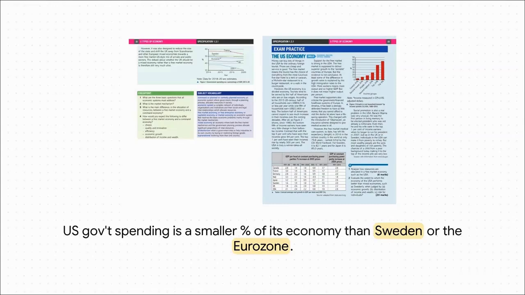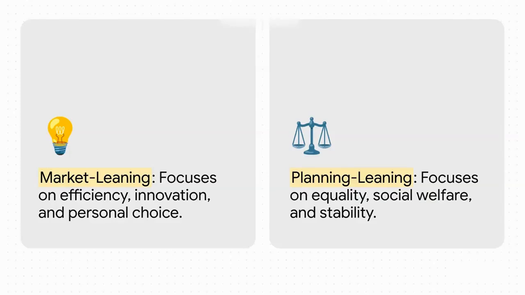Take a look at the line for the U.S. It's way down here. Now compare that to the average for the Eurozone, or especially to a country like Sweden. It's a clear choice. The U.S. relies less on government, while other places, like Sweden, have decided the government should play a much bigger role. So at the end of the day, it's all about this massive trade-off.